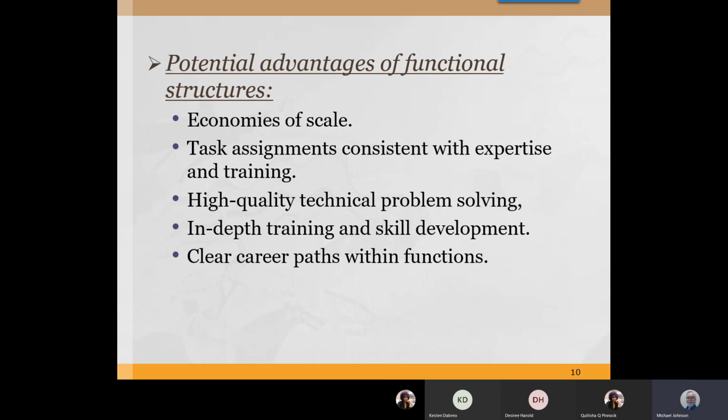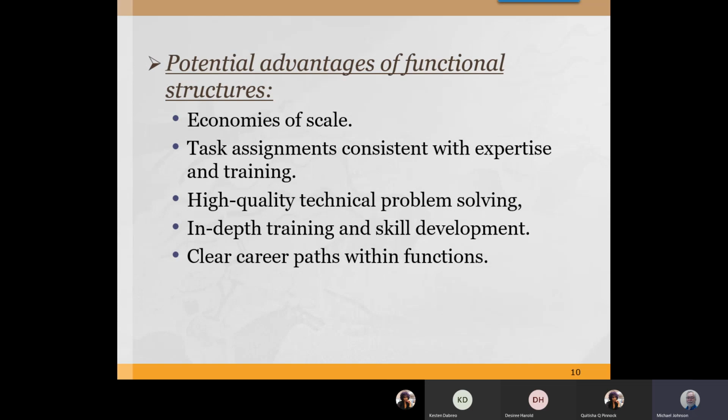Some of the disadvantages, of course, well, economics of scale is a big one, because let's face it, if a company, if it was a larger company and it happened to have 20 or 30 people all working within a particular department, you would have to have them broken into their own little sections. And larger companies, the same thing. Economics of scale comes into this, and also task assignments consistent with expertise and training. Again, you have to focus the people on what they're supposed to be doing within that particular area. High quality technical problem solving and also in-depth training and skill development become issues in this particular area, but it's easier to do it.